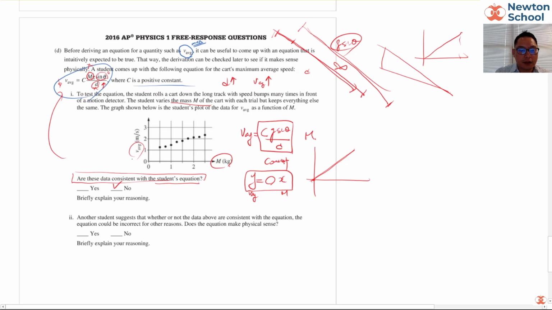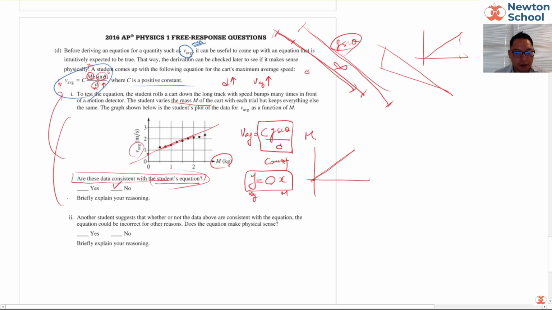I'll say no, because it looks something like this. How do I draw a linear line? Well, this is arguable. Can you say these points are linear? If you can say that's linear, that's consistent, but it does not go through the y-intercept of 0. So is it consistent? I'll say no, because it deviates from a linear equation, and it does not go through the y-intercept of 0. That's how I'm going to explain it.